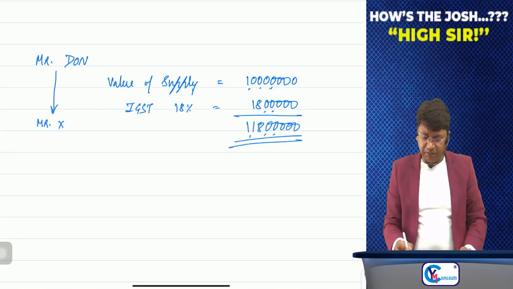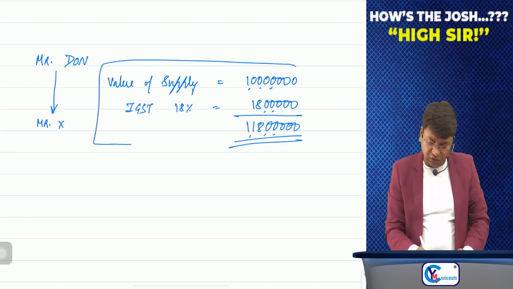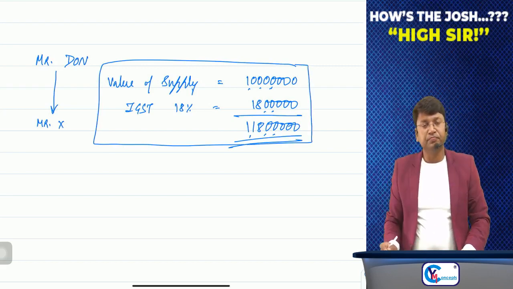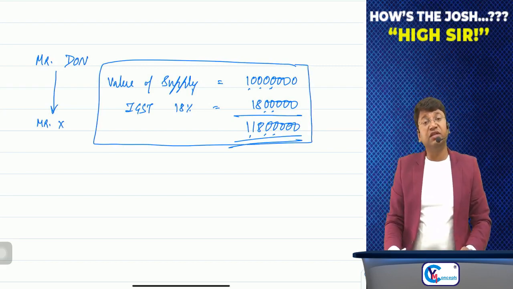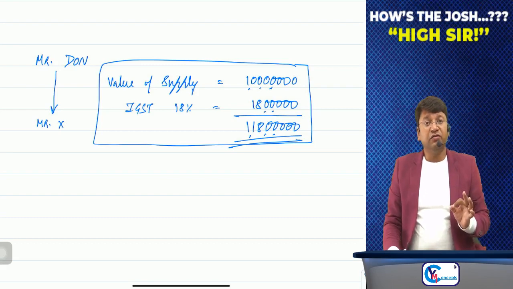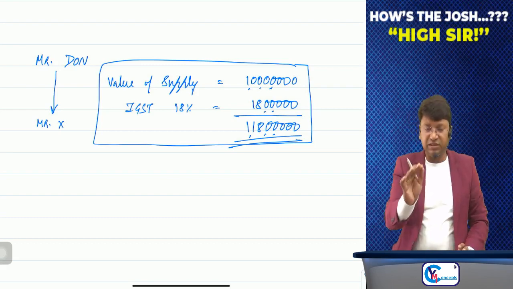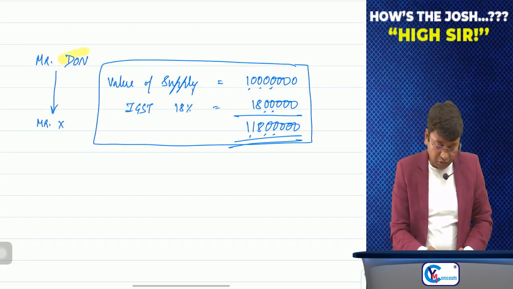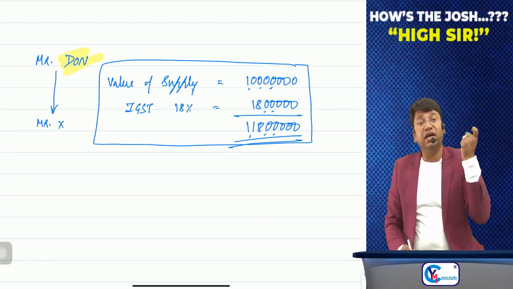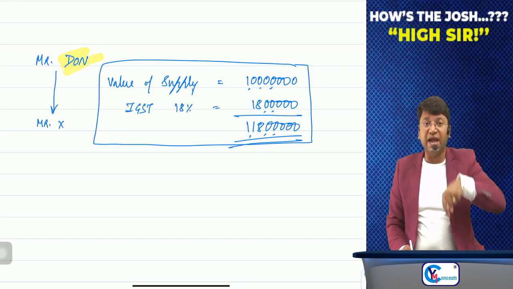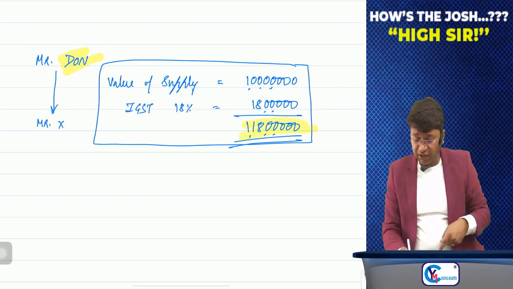Sir, my point is that suppose reverse charge was not there, forward charge mechanism was applicable in this case also. Imagine the situation, sir, Mr. Don, who is located outside India, will raise the invoice to Mr. X in India for rupees 1 crore 18 lakhs.